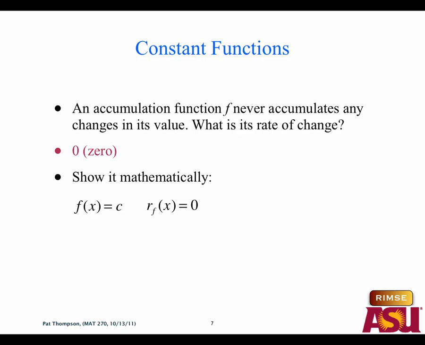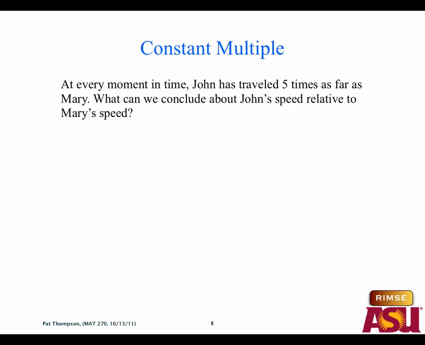Okay, next, so we've got 2 rules now. Here's another one, constant multiple. To build the idea of the constant multiple, we'll start with an example. At every moment in time, John has traveled 5 times as far as Mary. What can we conclude about John's speed relative to Mary's speed? His distance is always 5 times as much as Mary's distance. What about John's speed relative to Mary's speed?